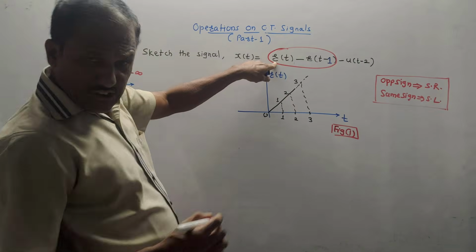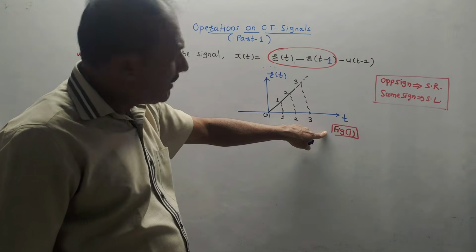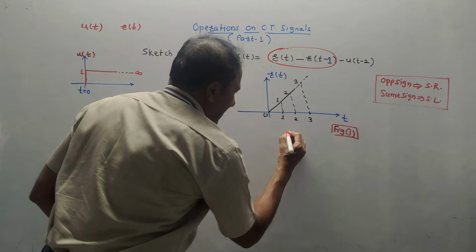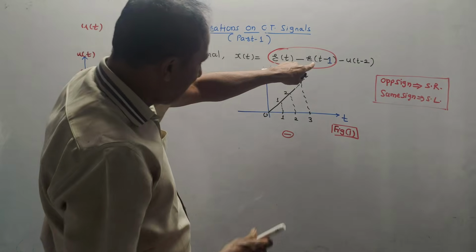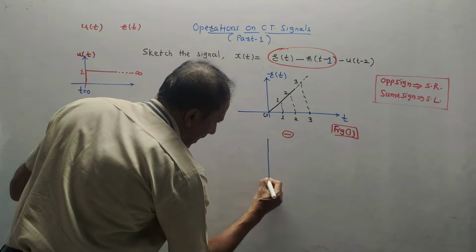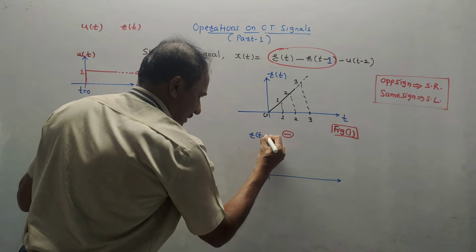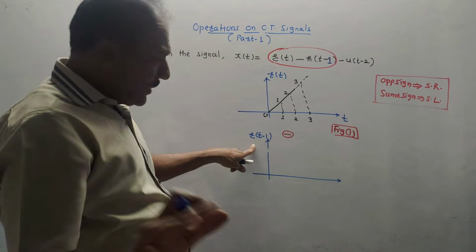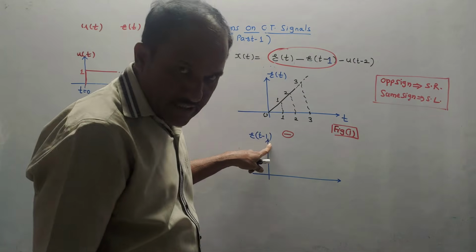So the signal starts with r of t. I have drawn the diagram of r of t. That is figure number 1. Minus, that means I will have to subtract another diagram from this, and that another diagram is r of t minus 1. Now how to draw this diagram r of t minus 1? Listen to it carefully. Remember two simple rules. Look at the variables inside the bracket of any signal.